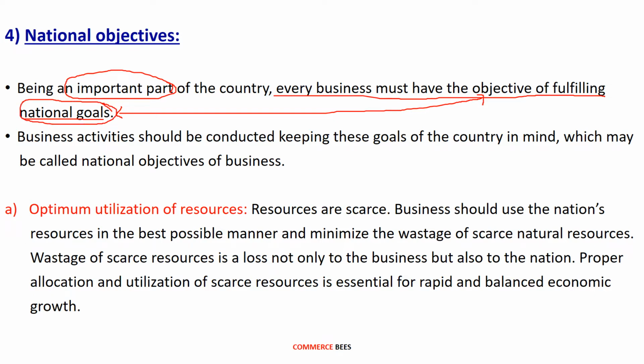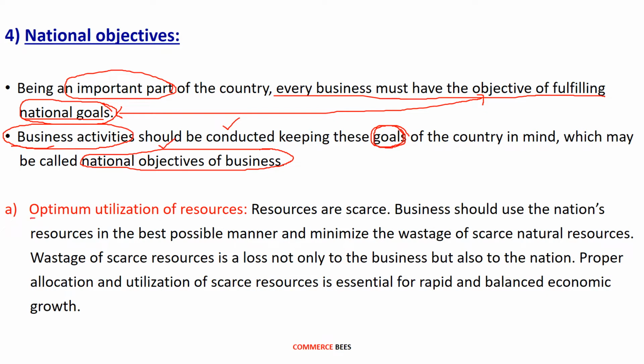Business activities should be conducted keeping these goals of the country in mind, which may be called the national objectives of business. So, the activities of the business should be planned and conducted in such a way that it in turn helps in the achievement of the goals of the country. So, those goals we are calling as the national objectives of business. To explain in a simple way, we can say that when a business is setting its objectives, keeping in mind the national objectives, then those objectives we are calling as the national objectives of business. So let's see what are the national objectives of business.